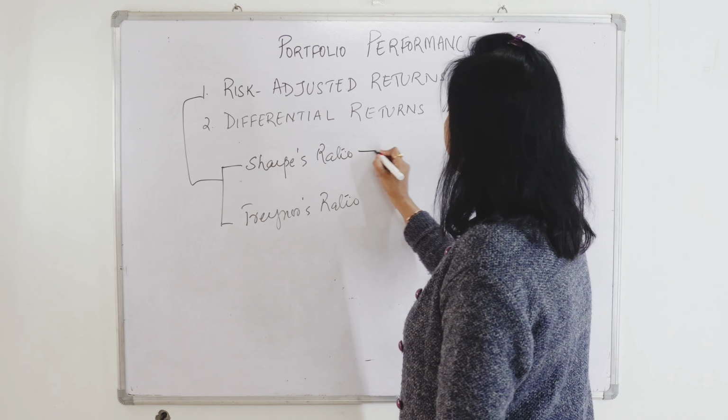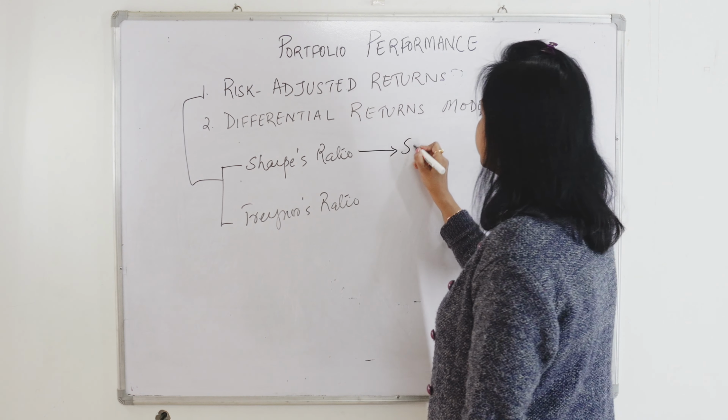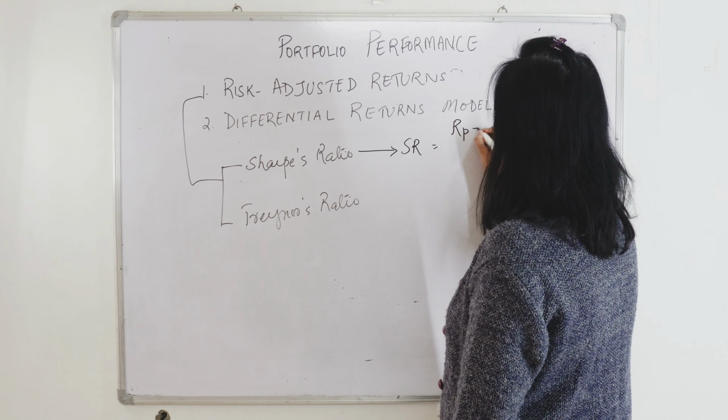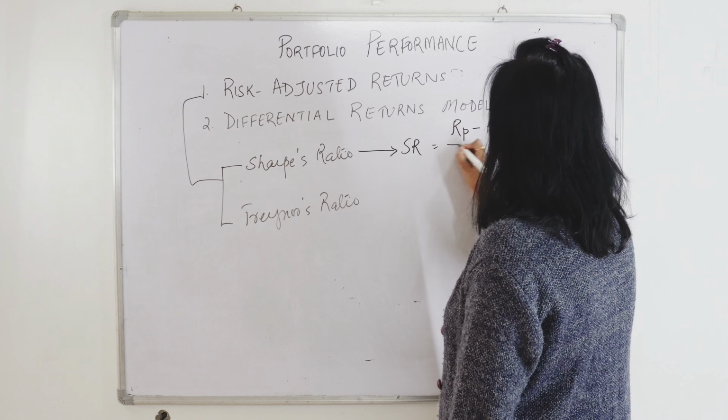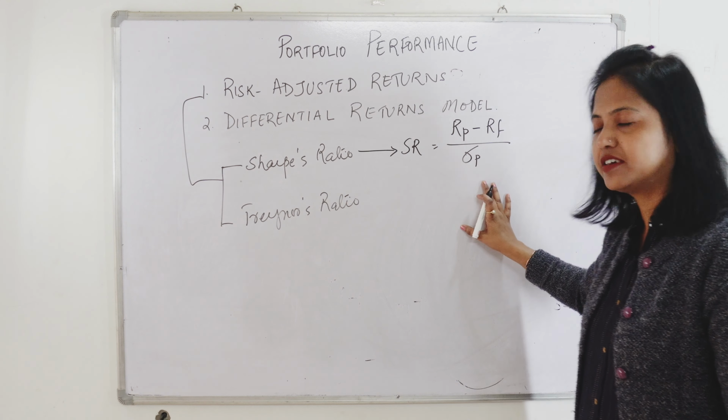Let's talk about the Sharpe ratio. First let me write here how it is expressed. Sharpe ratio is expressed as return from a portfolio minus the risk-free return divided by the standard deviation of the portfolio. Let's understand what this means.